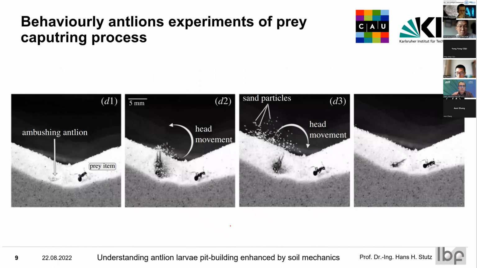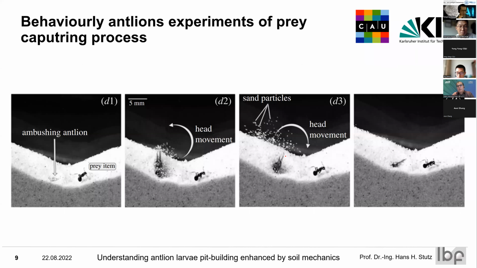And what is this antlion doing, basically, based on the capturing process? Here you see a gray item, the ant, and here under there is sitting this antlion. And if you look at it with some high-speed cameras, which we have used, the antlion is moving his head, which you see here. This is his head. And by this head moving, he is throwing the sand particles.